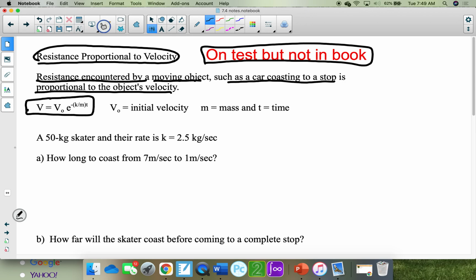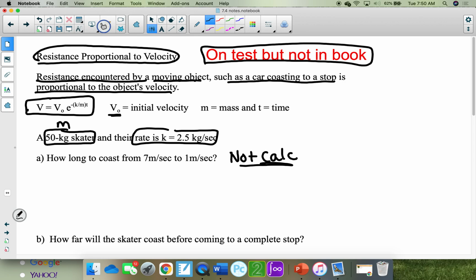V is equal to the initial velocity, V sub 0, e raised to the negative k divided by m, t, where m is the mass, k is the rate, and t is the time. So this is the mass, and this is the k, and how long to coast from 7 meters per second to 1 meter per second. This is not calculus. They just want you to know it starts off the velocity at 7 meters per second, and you want to coast down to 1 meter per second.